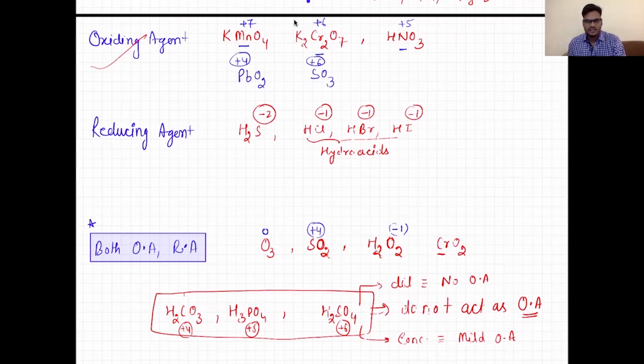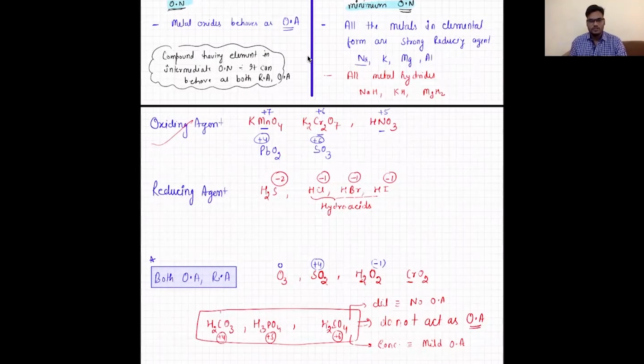I think it is enough for today. I will share the PDF, and please do revise all this, and in the next class we will understand redox reactions and their balancing. I am sharing the notes. Please do revise the notes. Okay, fine, I'm just ending the class.